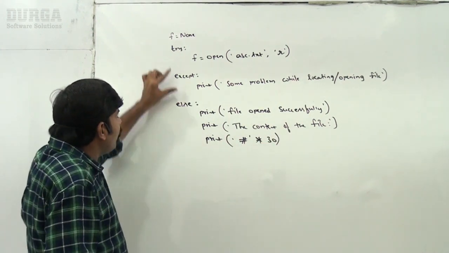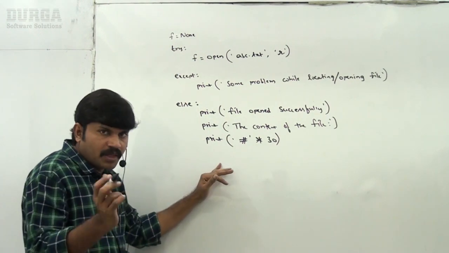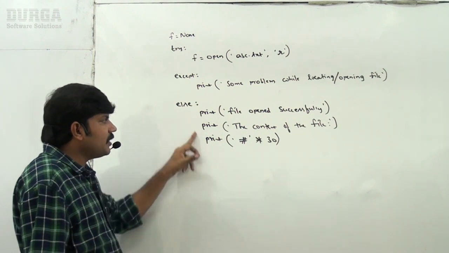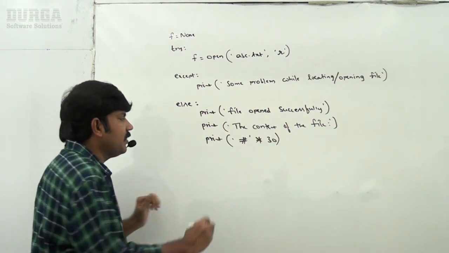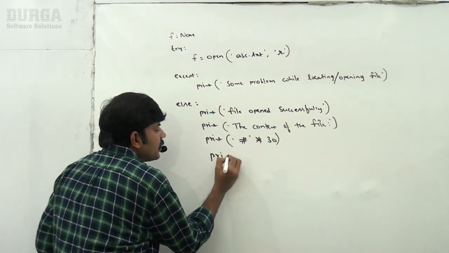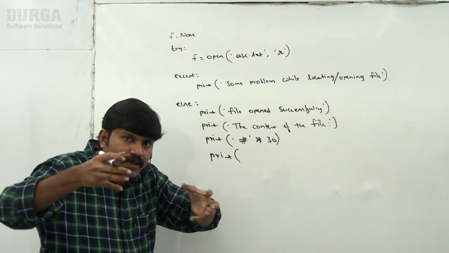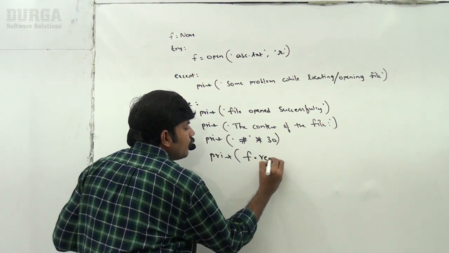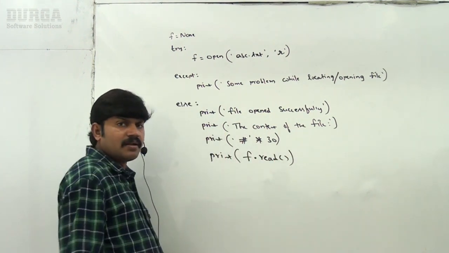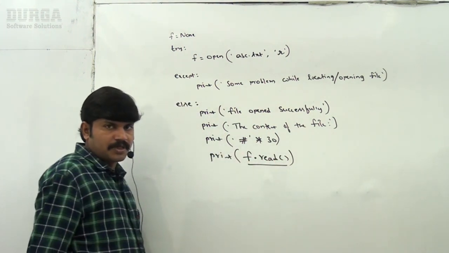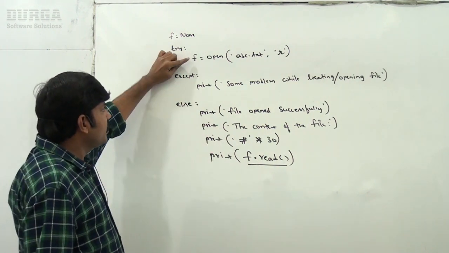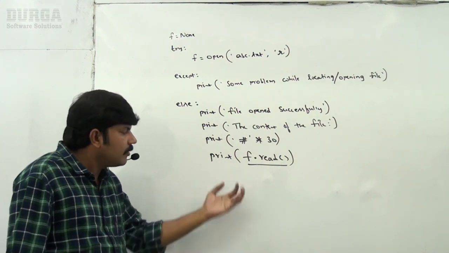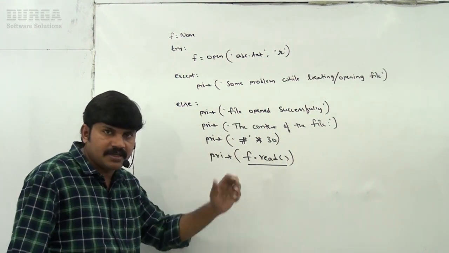So if the file opens successfully, now the else part is going to execute. Within the else: file opened successfully, the content of the file is, print. How can you read the total data present inside the file? f.read we have to take, remember this. If there is no problem, then only else is going to execute. Else is responsible for printing the content present inside the file.